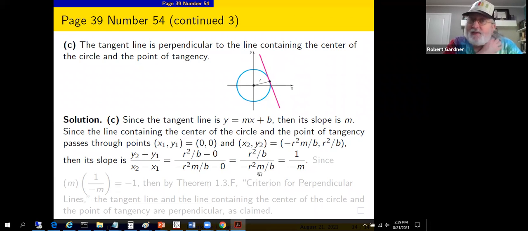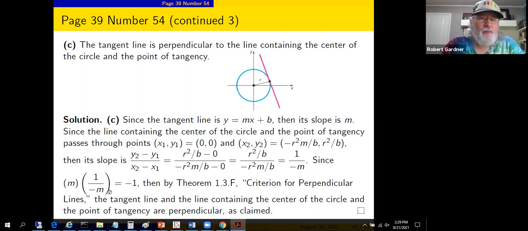That was fairly easy. What was hard was part A and part B. So we've got a line of slope m here and a line of slope negative 1 over m here. Well, you multiply those together and you get negative 1. Theorem 1.3.f says perpendicular lines have slopes whose product is negative 1. And when the product of the slopes is negative 1, then the lines are perpendicular. So that line and that line are perpendicular.